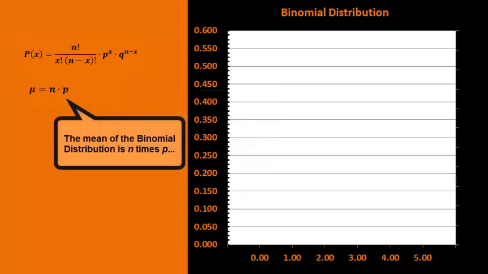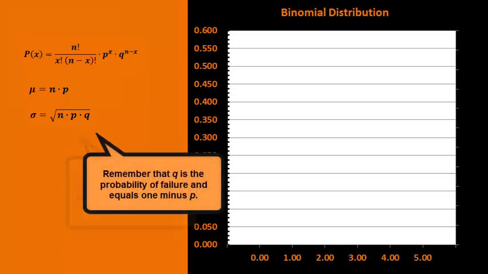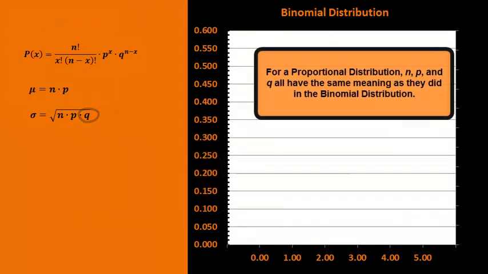The mean of the binomial distribution is N times P, and the standard deviation of the binomial distribution is the square root of N times P times Q. Remember that Q is the probability of failure and equals 1 minus P. For a proportional distribution, N, P, and Q all have the same meaning as they did in the binomial distribution.